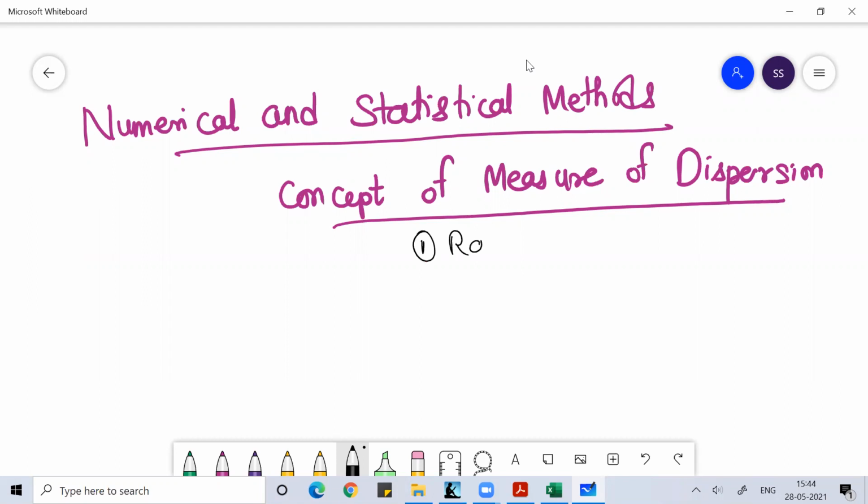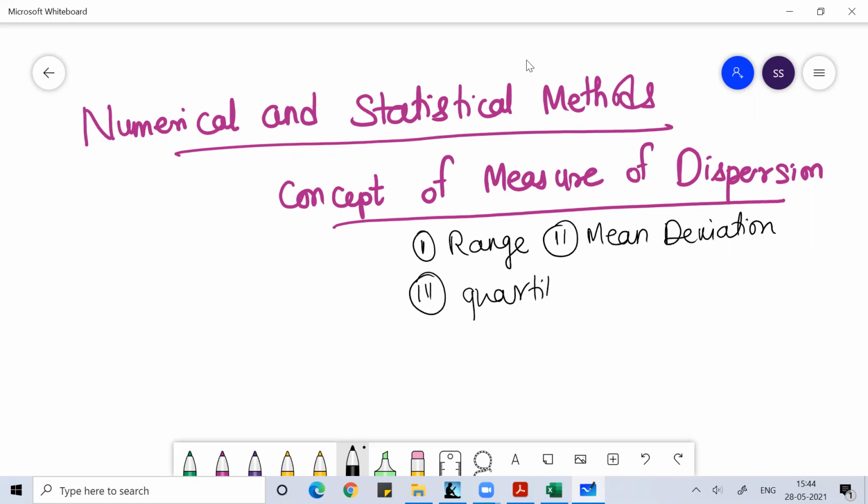We have tools like range. We have mean deviation. We have a third tool called quartile deviation. Then we have standard deviation. We have a lot of tools to study the measure of dispersion.